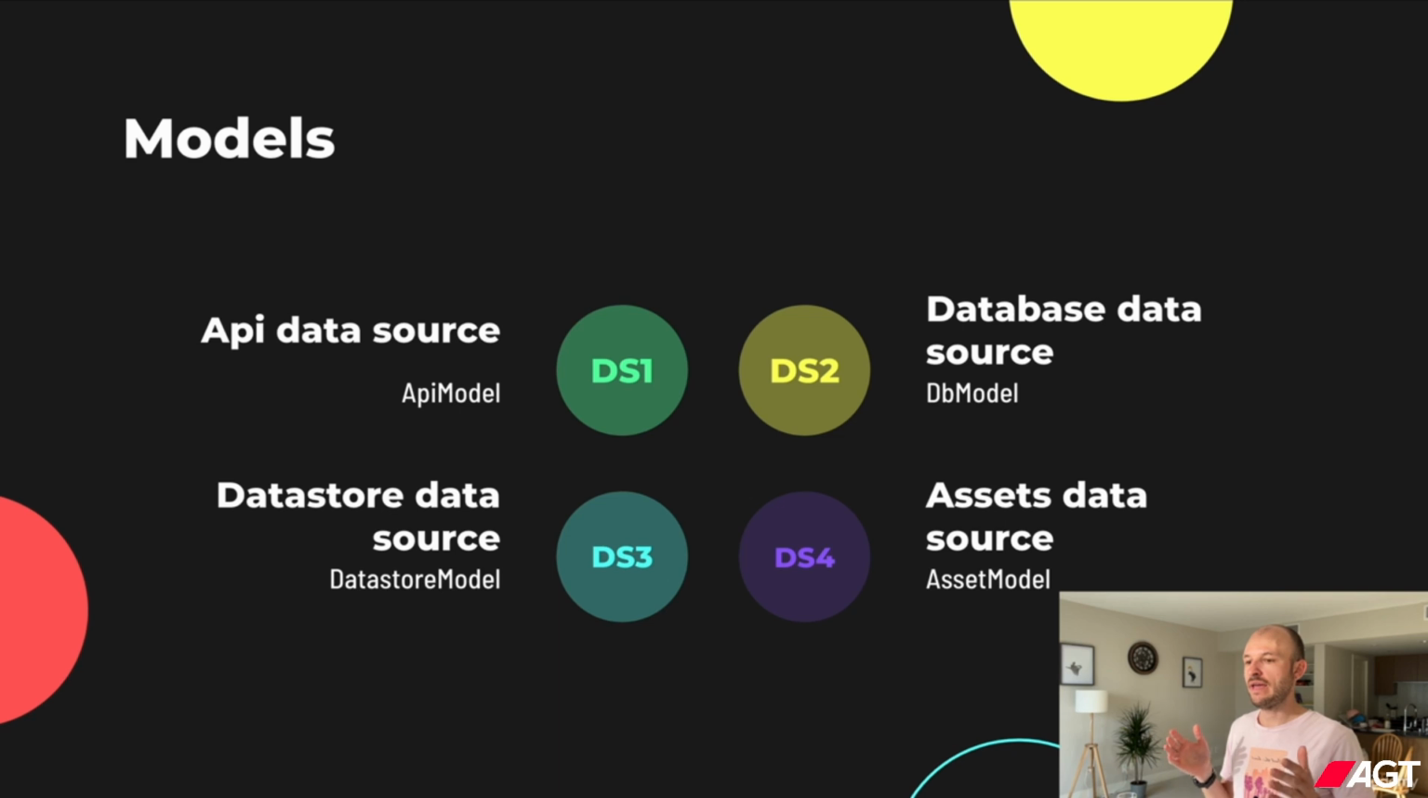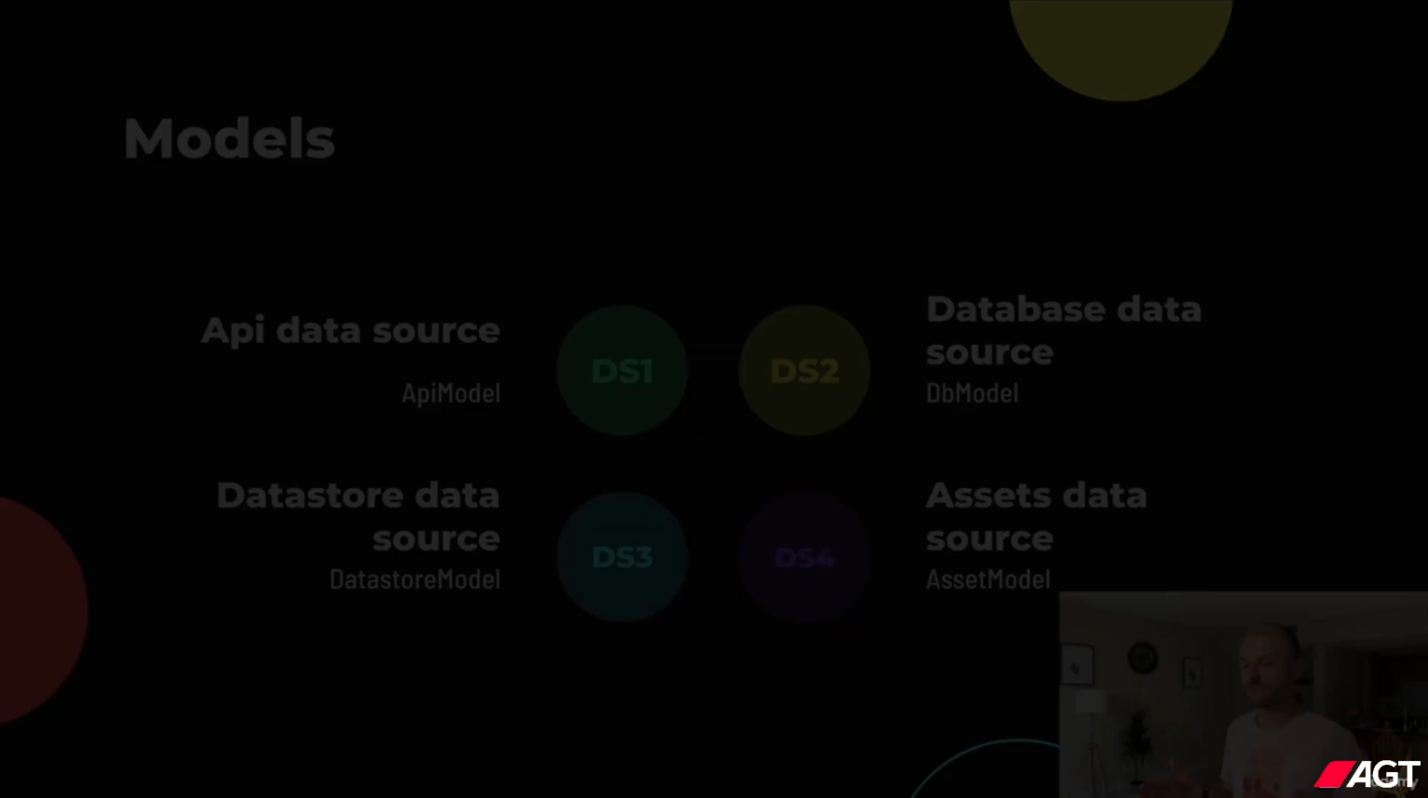For example, API data source models have the prefix API, and assets data source models have the prefix asset. In a couple of minutes, I'll demonstrate this in a real example in Android Studio.